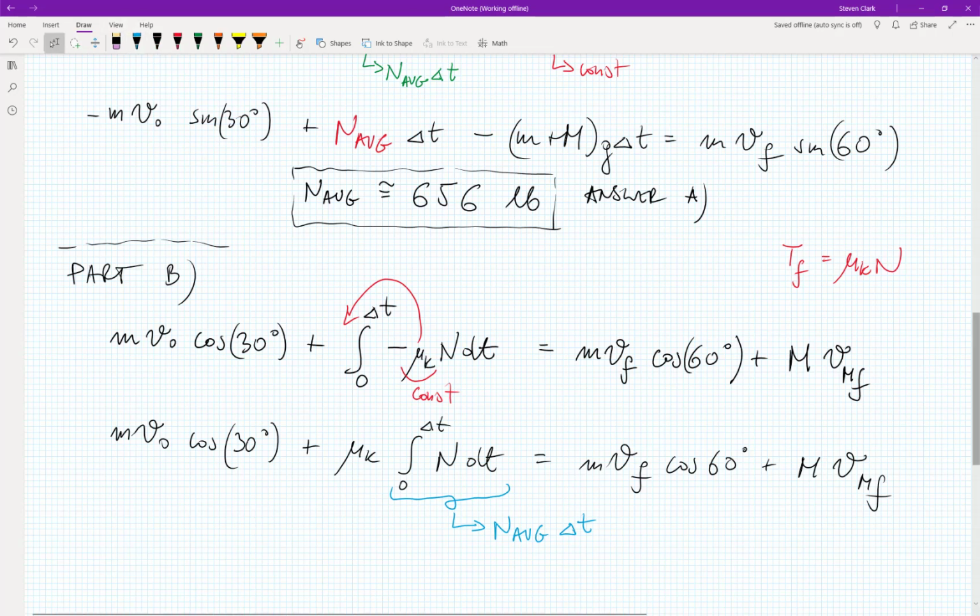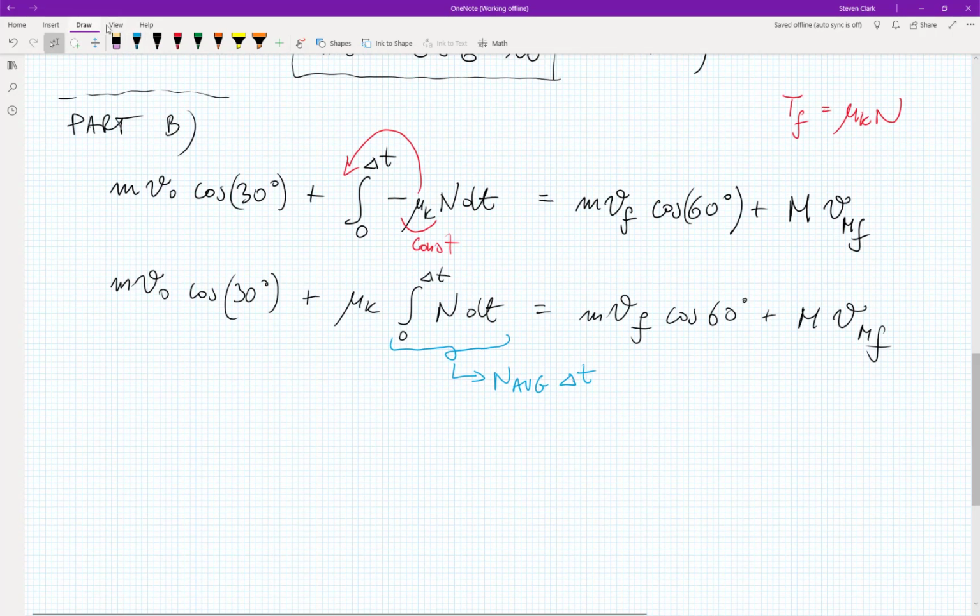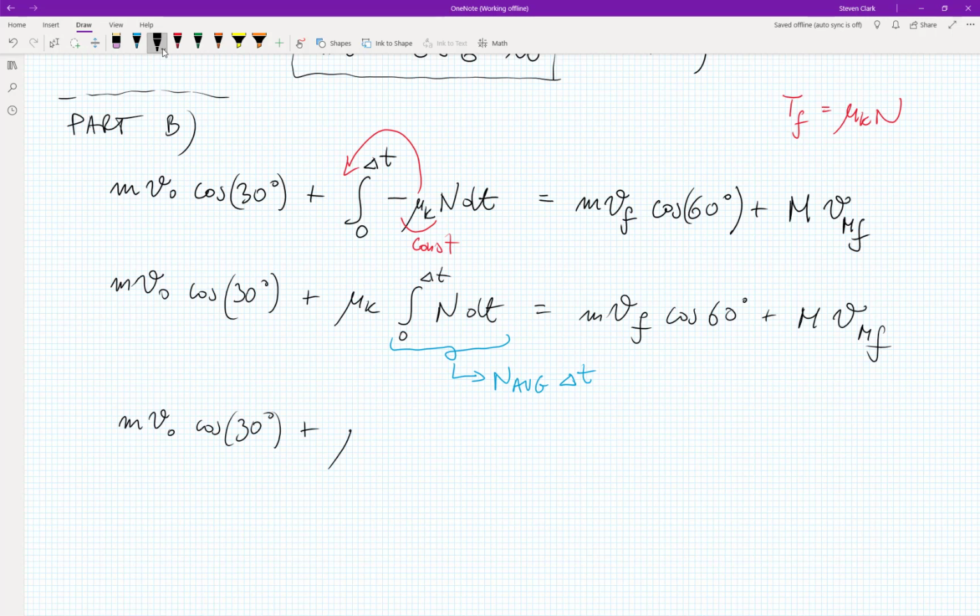So let's rewrite the same equation for the third time. Yes, I know that you don't like it. I also don't like it, but this is how it will be right now. So this will be. Oh, I forgot about minus. Yes. Oh, little typo. Sorry. This is not plus. This is minus. Minus here. Minus here. Mu k, N average, delta t, equals m v final cosine 60 degrees plus m v m final.